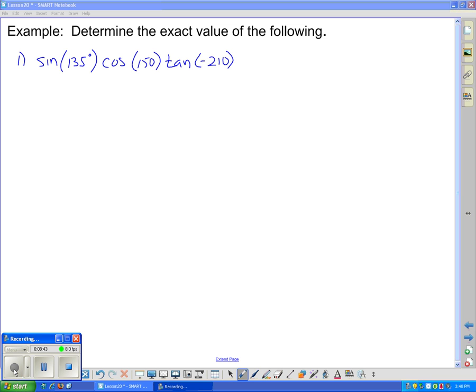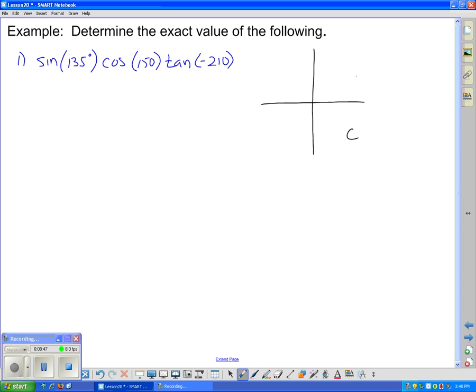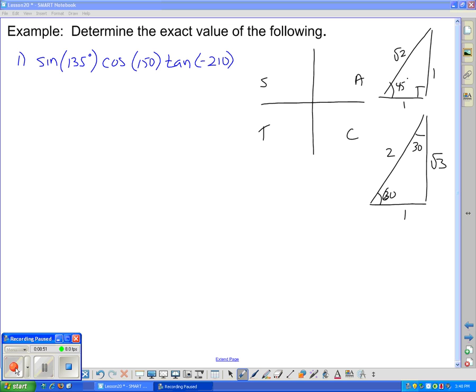So off to the side, to answer number 1, I am going to need my CAST rule, and it's going to be used 3 times. So this time we can be a little bit more efficient. And I'm also going to need my 2 special triangles to go through this problem. So you treat it one at a time.